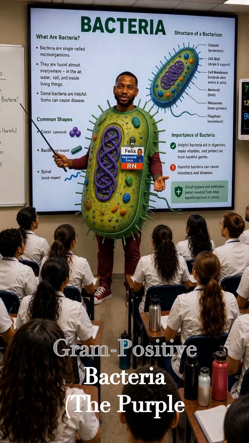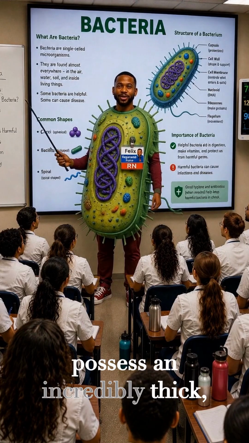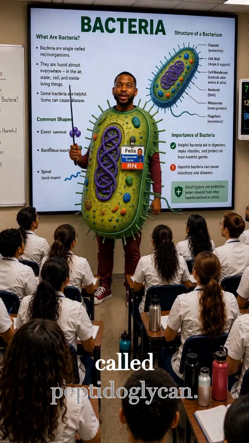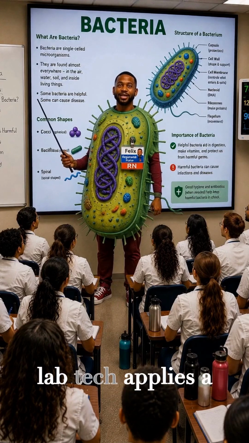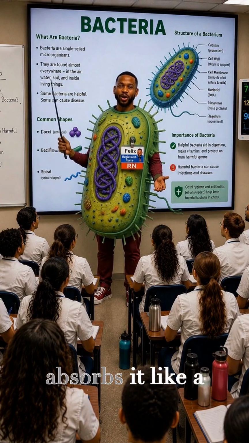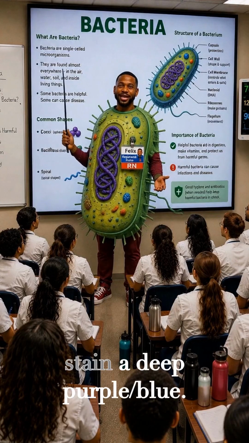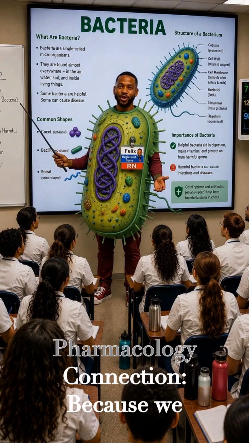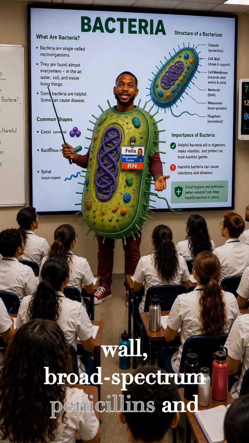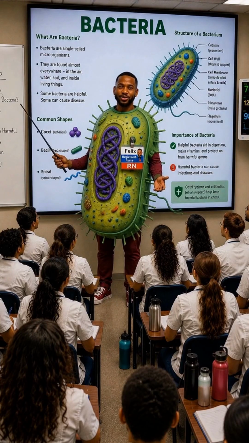One, gram-positive bacteria, the purple team. The structure: we possess an incredibly thick, heavy outer layer made of a sugary protein mesh called peptidoglycan. The stain: when the lab tech applies a purple crystal violet dye, our thick peptidoglycan wall absorbs it like a sponge and holds onto it tightly. Under the microscope, we stain a deep purple blue. Pharmacology connection: because we have this exposed peptidoglycan wall, broad-spectrum penicillins and cephalosporins can easily target and shred our structural barrier, causing us to lyse and die.